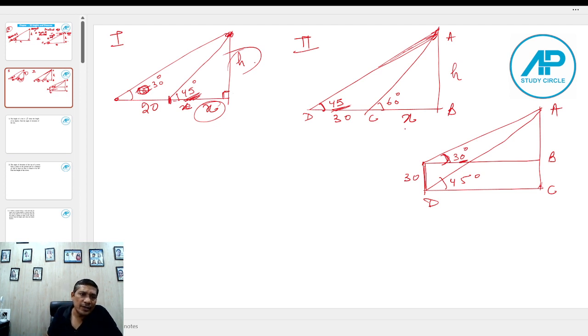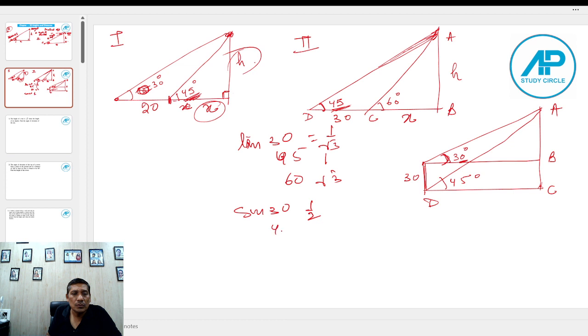Apart from that, if I add something more, we use the value of 10, 30 and 45 and 60. It is 1 by root 3. It is 1. It is root 3. Sine 30 is 1 upon 2. Sine 45 is 1 upon root 2. Sine 60 is root 3 by 2.